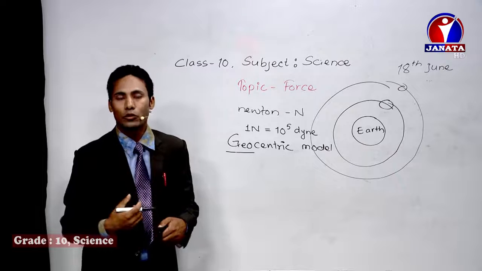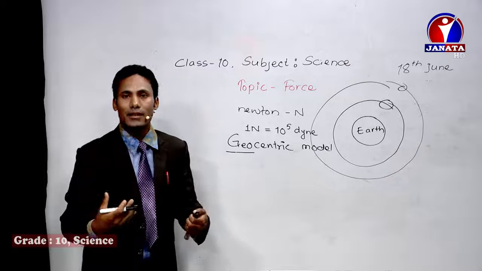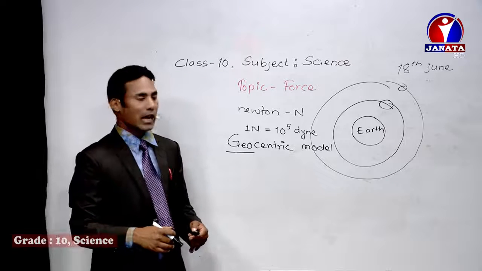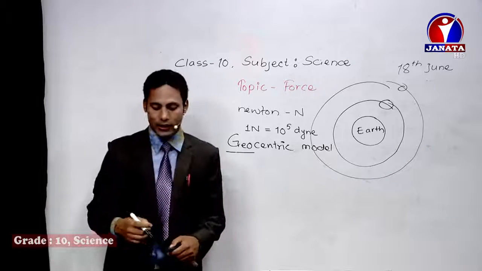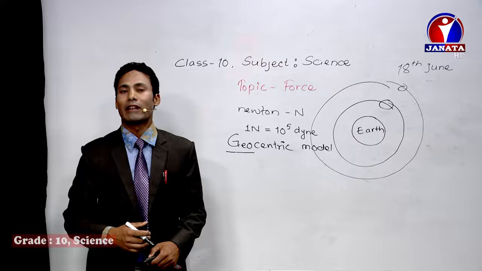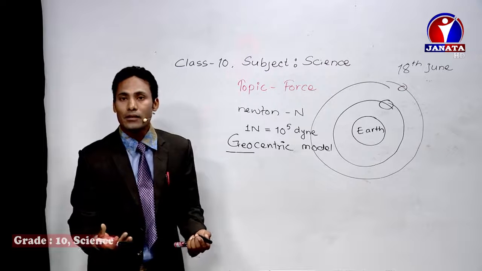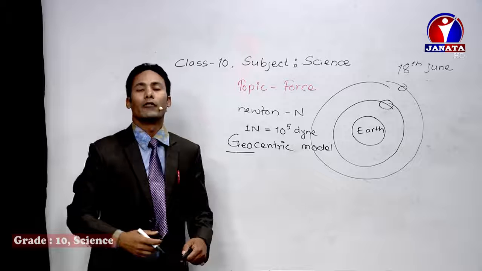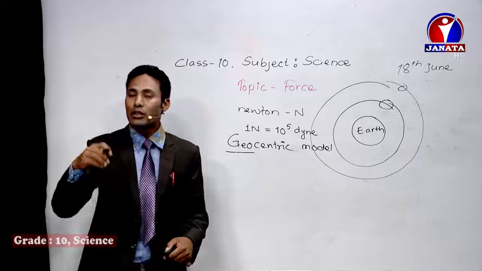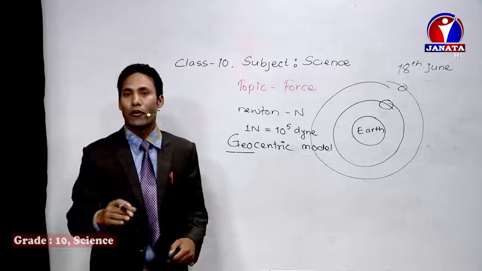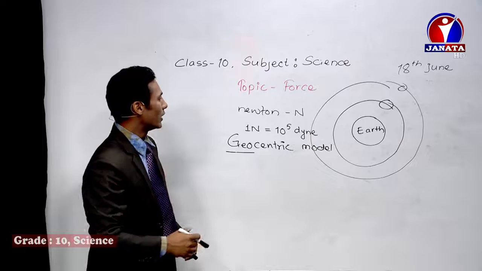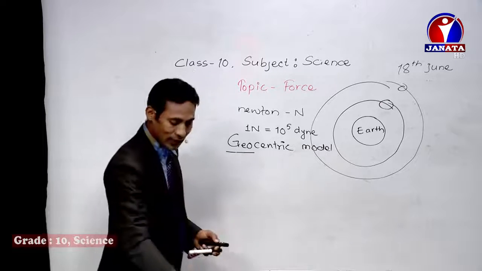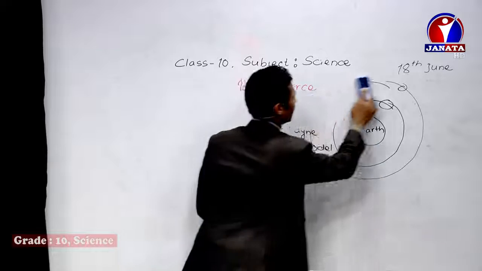Then people came to know why the sun is at the center and why the other heavenly bodies are revolving around the sun. The proof of Newton's universal law of gravitation is the existence of the solar system, right? And similarly, whenever we throw an object vertically upward, it will move back towards the center of the earth. That is the proof of the universal law of gravitation.